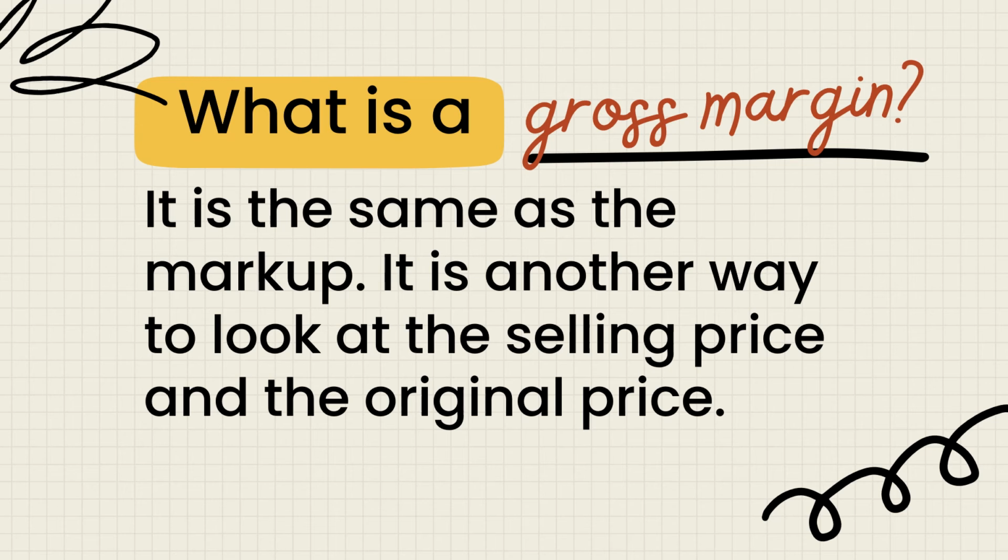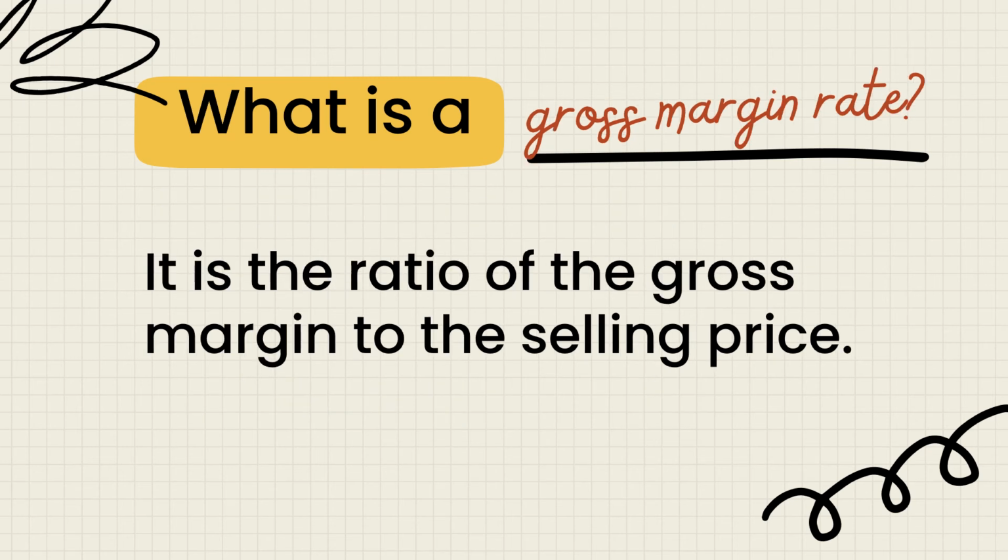Now let's go to the last part of our lesson. What is a gross margin? It is the same as the markup, and it is another way to look at the selling price and the original price. So yung idea niya, same lang sa markup. So tumataas din siya. Pero dito natin makikita yung difference kapag original price na ang pinag-uusapan at yung selling price. So let's go to our examples para mas maintindihan. So here, let's define first what a gross margin rate is. So it is the ratio of the gross margin to the selling price.